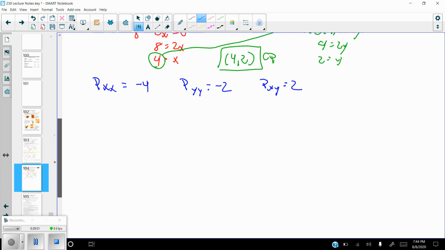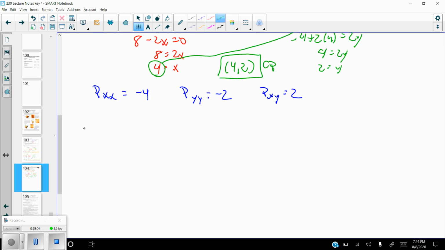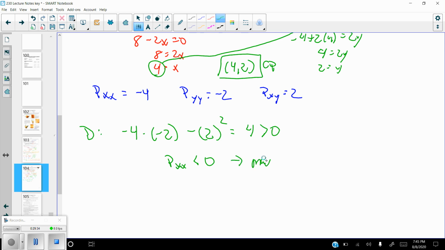Nice thing about that is there's no variables. So at our critical value, all we need to do is the d-test. And d is pxx times pyy minus pxy squared. So negative 4 times negative 2 is 8, minus 4 is 4. That is a number which is greater than 0, so it's definitely a critical value. Let's make sure that this is now a max. So we have to check the sign. Pxx is less than 0, which means it's concave down. So this is indeed a maximum at the point 4, 2.